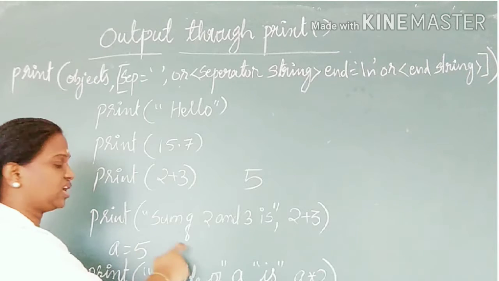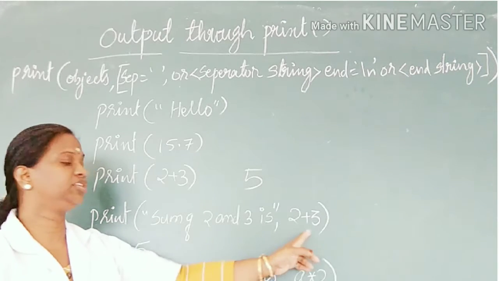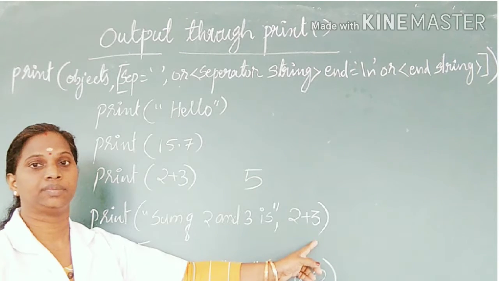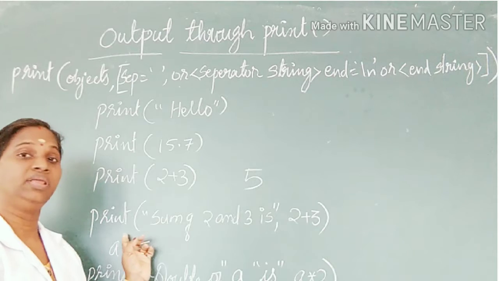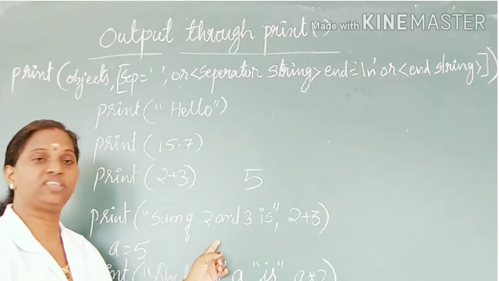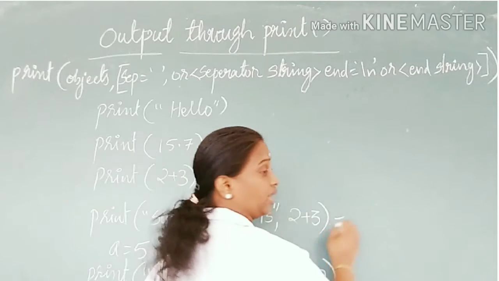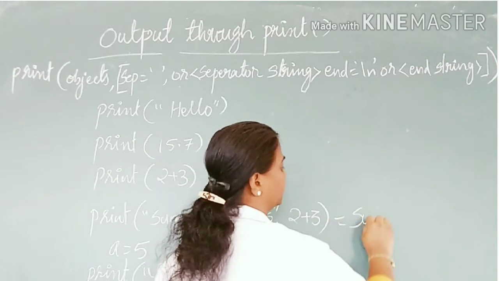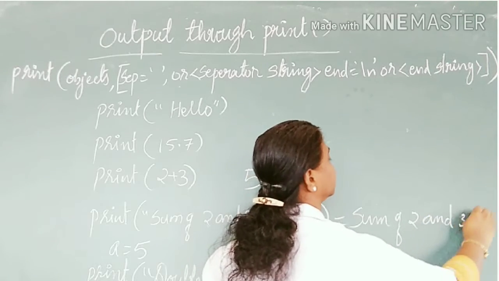Okay, next statement. Print "sum of 2 and 3 is", 2 plus 3. Clear? What will be the output of this statement? Yes, when the interpreter executes this statement, it will print like this: sum of 2 and 3 is 5.